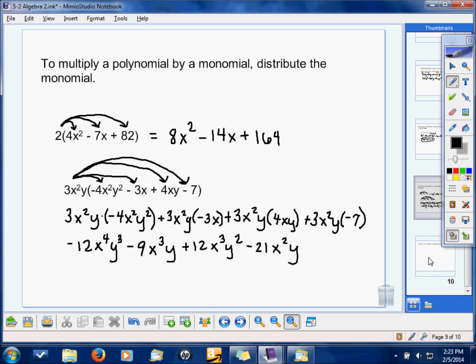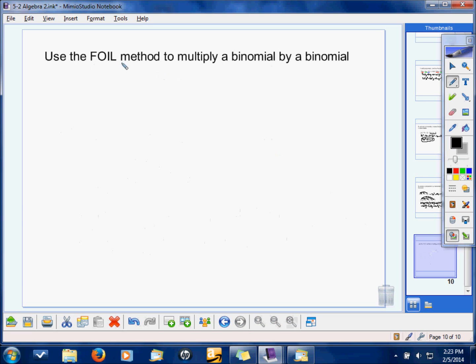This is going to be extremely important because we're going to end up having to eventually reverse the process. And we're going to have to basically unmultiply. Okay, we call it factoring. Once we multiply the binomial times a binomial, if you can undo that, that's called factoring. So we need to get very good at multiplying a binomial by a binomial so that you can do that. So we're going to use the FOIL method.